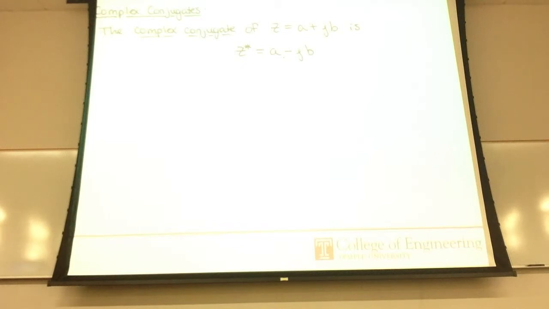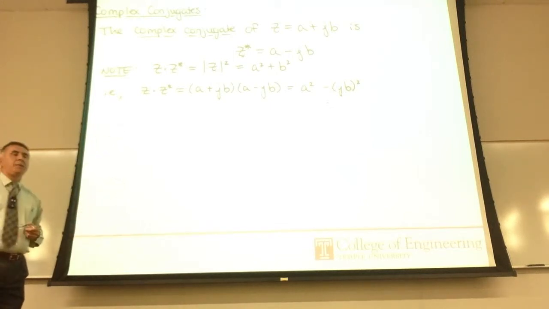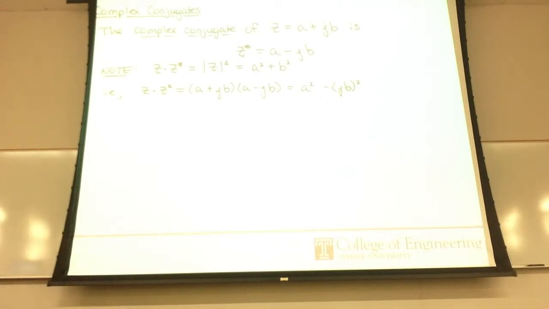The nice thing about the complex conjugate is that by multiplying it, you get a real number. Multiplying a complex number by its conjugate will result in a real number. How do we do that? A plus jB times A minus jB is A squared minus j squared B squared. Obviously, j squared is minus 1, so minus times minus B squared gives A squared plus B squared. Do you follow?